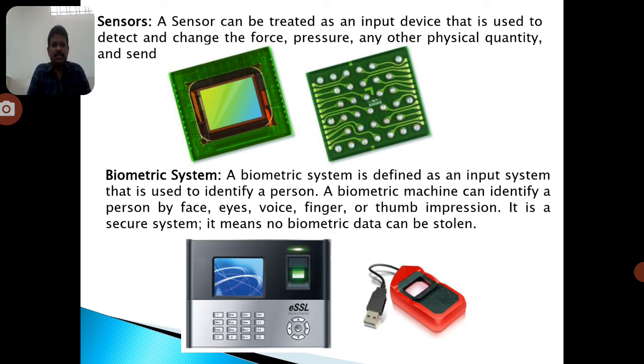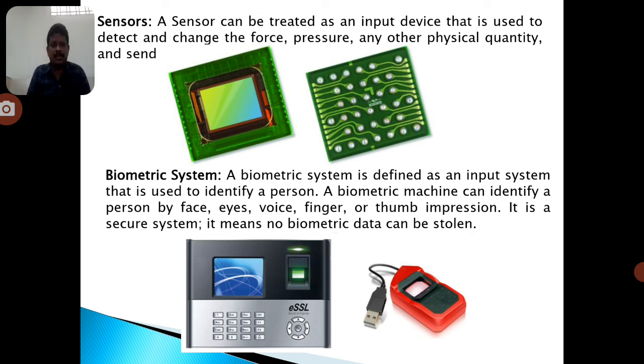A biometric machine can identify a person by face. We know that identification has some categories, like identification by face, eyes, voice, finger or thumb impression, and so on. In any way, we can use biometrics to recognize a person. This system is used especially for security purposes.